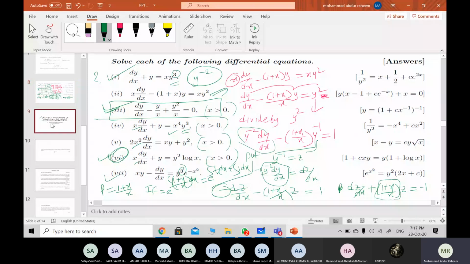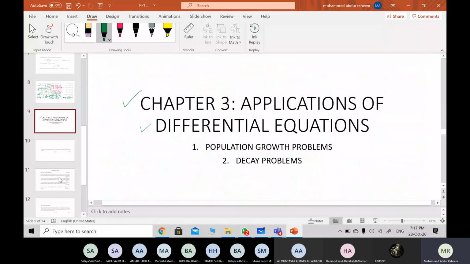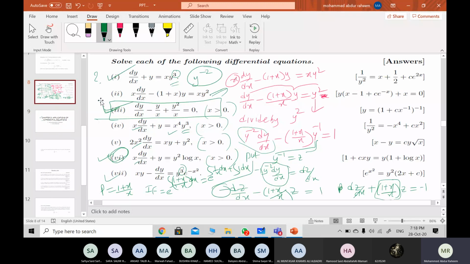So okay, happy weekend, but remember next week is the same day, Wednesday. Next week quiz 2. The week after that is the midterm. For the midterm, up to Bernoulli's equation, and for quiz 2, up to exact differential equation, inshallah.